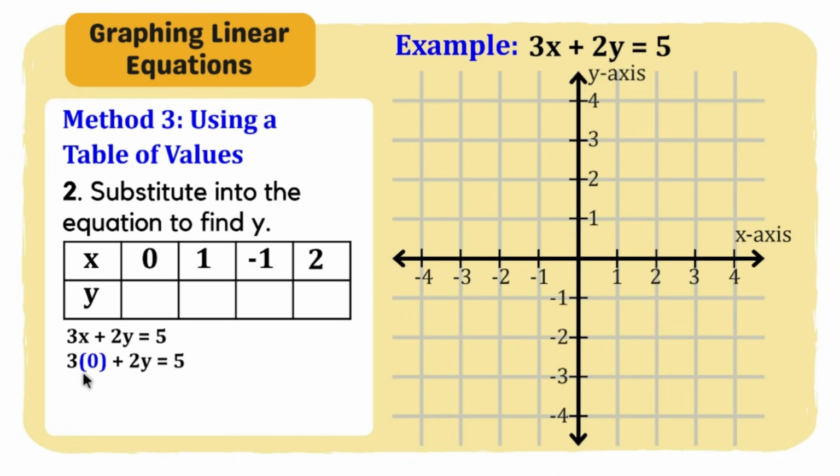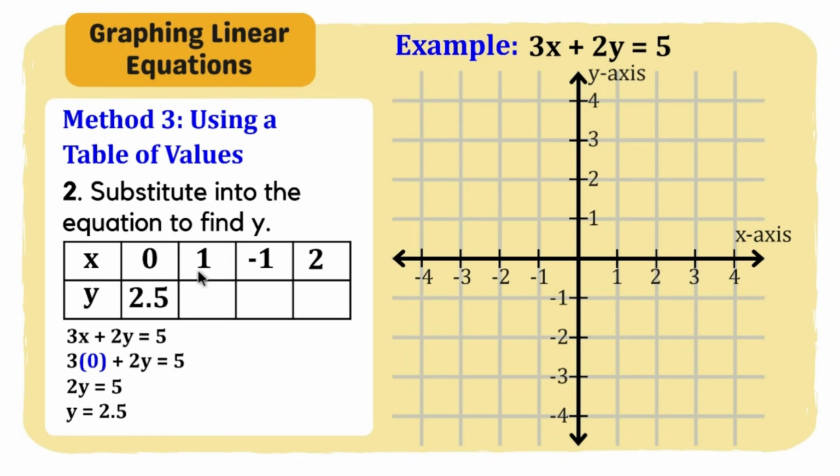So we have 3 times 0 plus 2y is equal to 5 para malaman natin yung value ng y. 3 times 0 is 0. Now that we have 2y is equal to 5, we just divide 2y by 2. And then sa kabila naman, 5 divided by 2, kaya 2.5. Okay, the value of y here is 2.5.